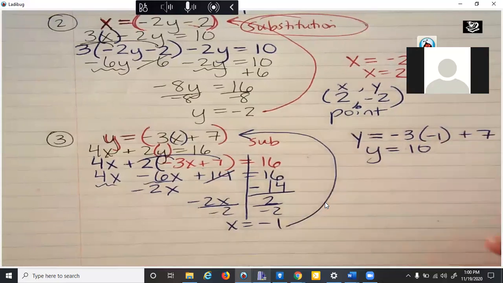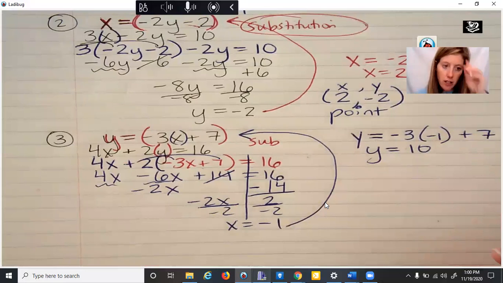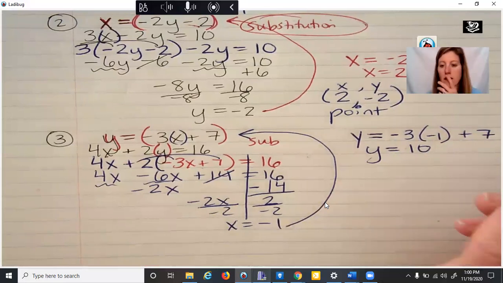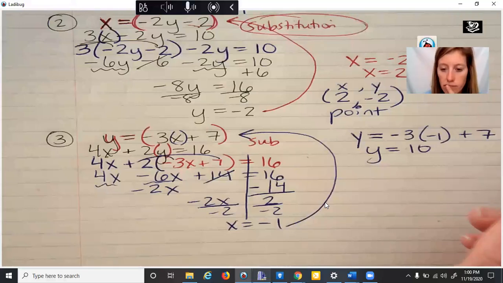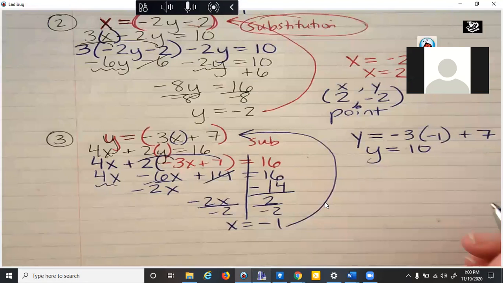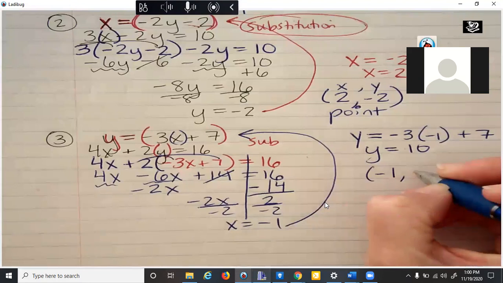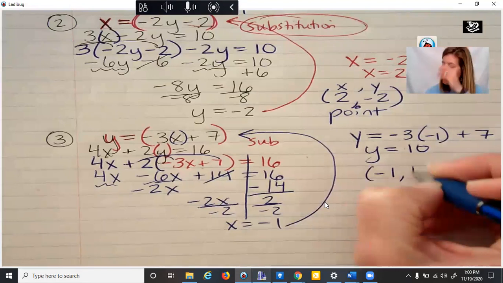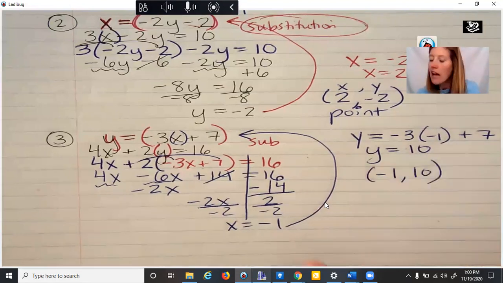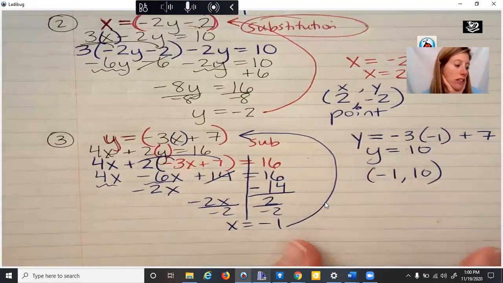Y equals 10. Daniel, how do you write your answer? Parentheses, -1, comma, 10. Very good. Okay, good. All right, does anybody need more time to write?